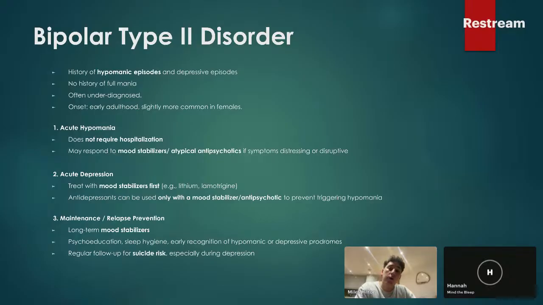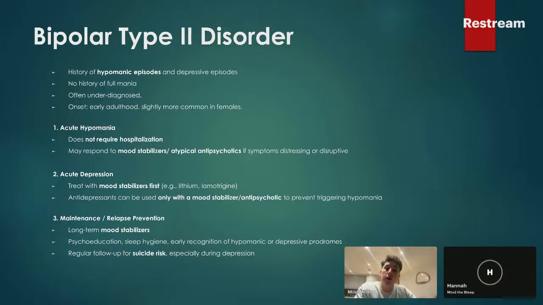So in terms of treatment, usually acute hypomania doesn't require hospitalization. But if necessary, if it is causing any disruption or if it's distressing, you could think about starting a mood stabilizer or an atypical antipsychotic. For someone suffering from an acute depression in bipolar type 2 disorder, we'd again be looking at a mood stabilizer first, such as lithium or lamotrigine.